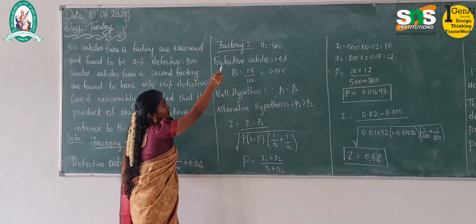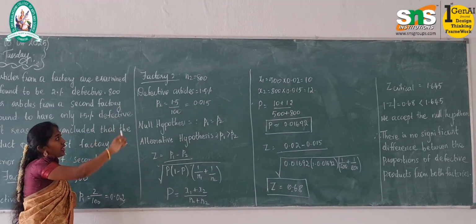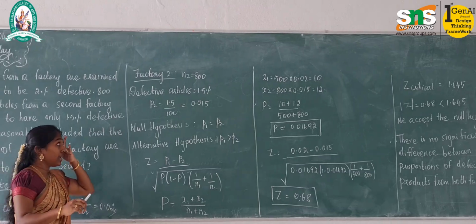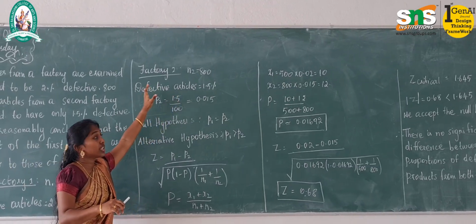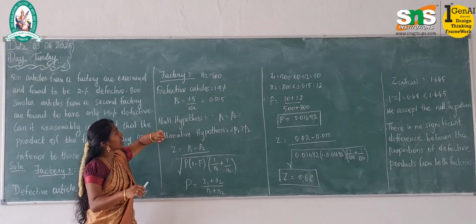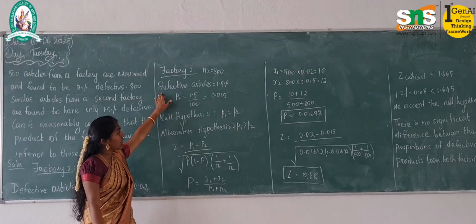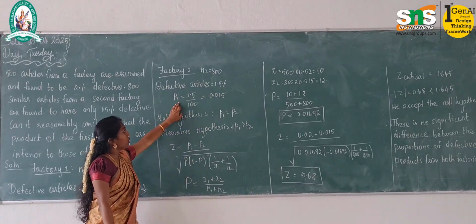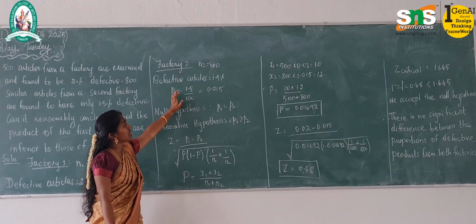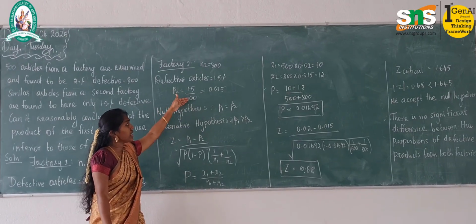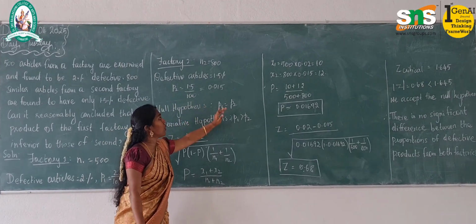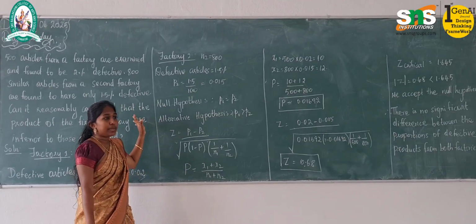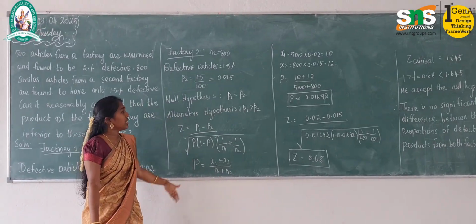Then the next one, factory 2. For factory 2, the sample is N2 equal to 800. That is, the total population is N2 equal to 800. Out of that, the defective articles are 1.5%. To calculate the proportion, 1.5% is written as 1.5 by 100. By this, I get an answer of 0.015. So now we have the necessary details to calculate this problem.